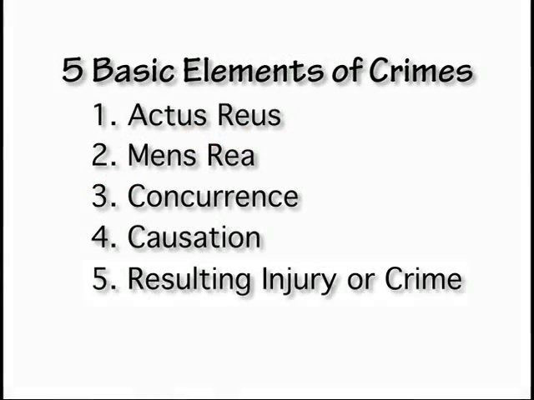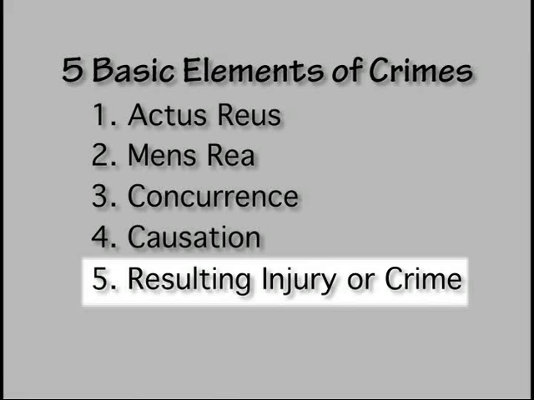The last one is the resulting crime or injury. If someone is going to rob somebody, you're going to see a robbery. If someone is going to rob a bank, you're going to see them rob a bank. If they're going to commit conspiracy, you're going to see them making an agreement. So basically that's what the resulting injury or crime is.